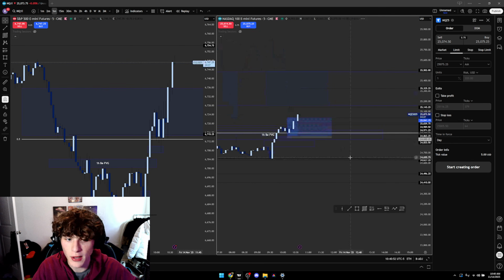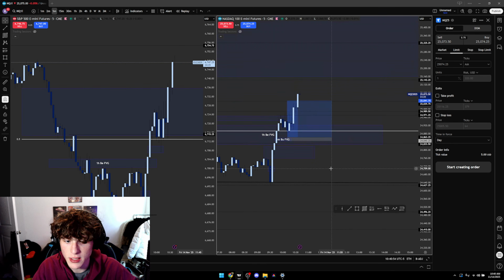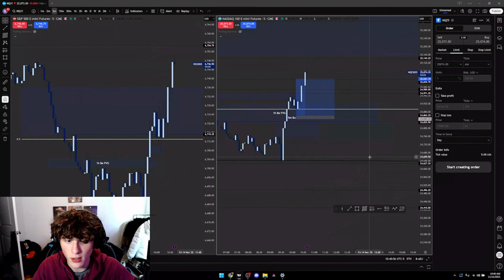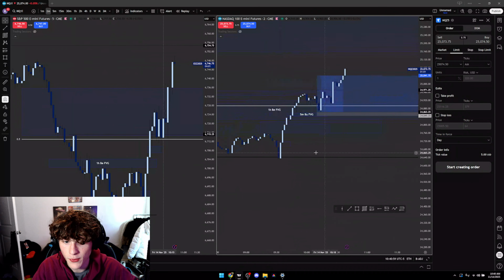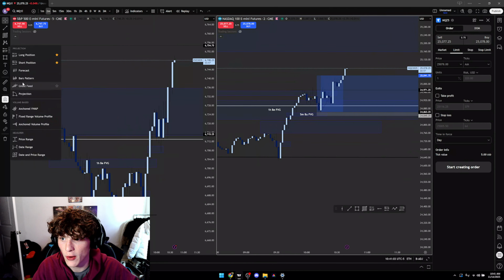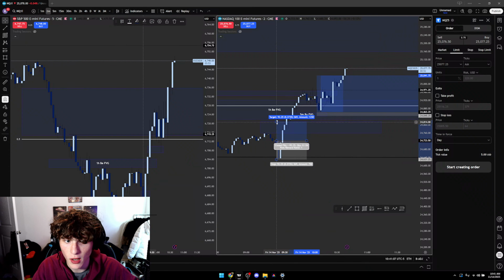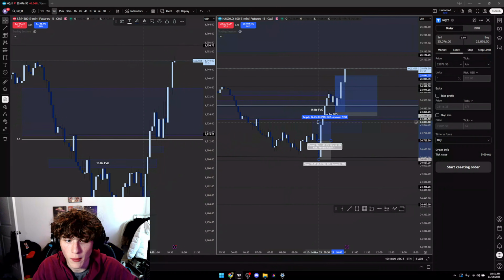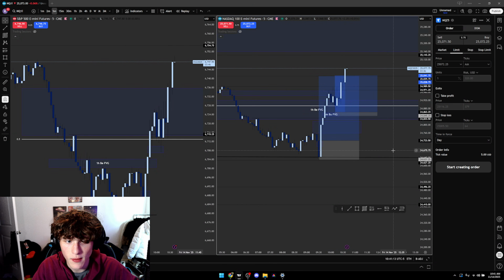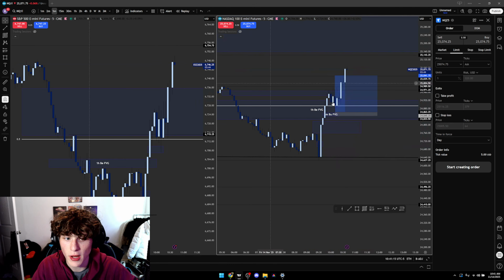Now, I could have got a better fill here. Alrighty, so if we can see, we came down and immediately swept London lows, and then we have this 2-minute inverse right here. I could have entered on that. If I would have entered on that, I could have got a way better fill, way better trade, insane risk to reward here. But then again, who cares? You know what I mean?